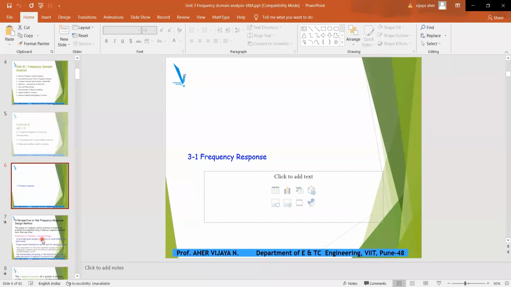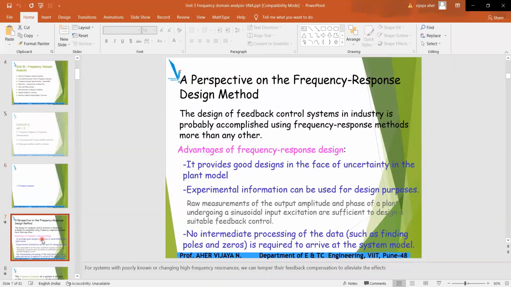So students, are you with me up to this? Please be ready with your notebook, pen. You are supposed to write the important points related to frequency domain analysis. So give the heading, Unit 3, frequency domain analysis. Now, very first is nothing but what is need?